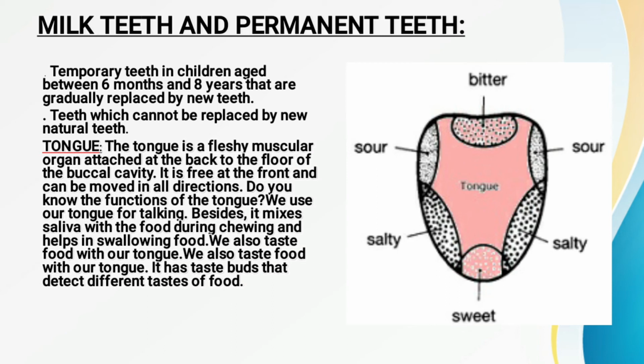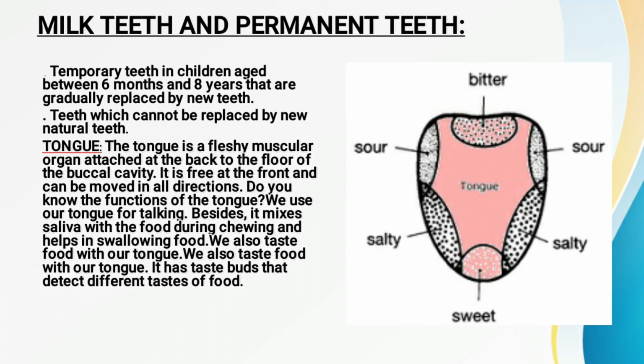They are called temporary teeth. Now, how many milk teeth are found in children? Twenty milk teeth are found in children. Ten are present in the upper jaw and ten are present in the lower jaw. These are the temporary teeth, which are gradually replaced by a new set of teeth.